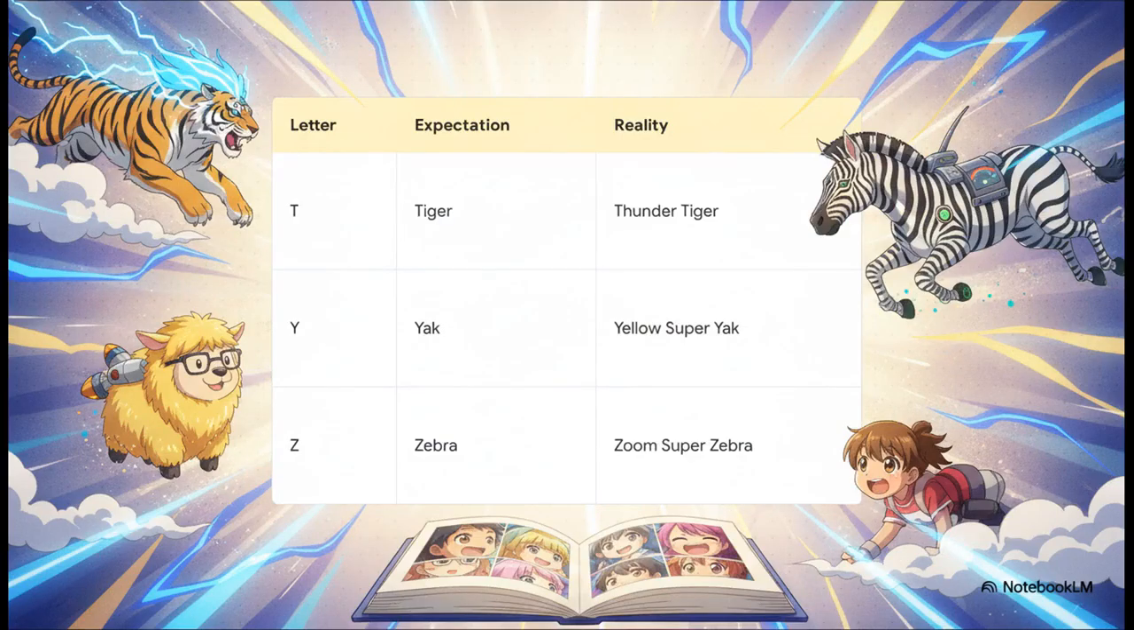So, this final action-oriented roster, featuring Thunder Tigers, Yellow Super Yaks, and Zooming Speedsters, really wraps up the alphabet with incredible, visually stimulating ideas. These are specifically designed to keep younger viewers entirely glued to the screen.